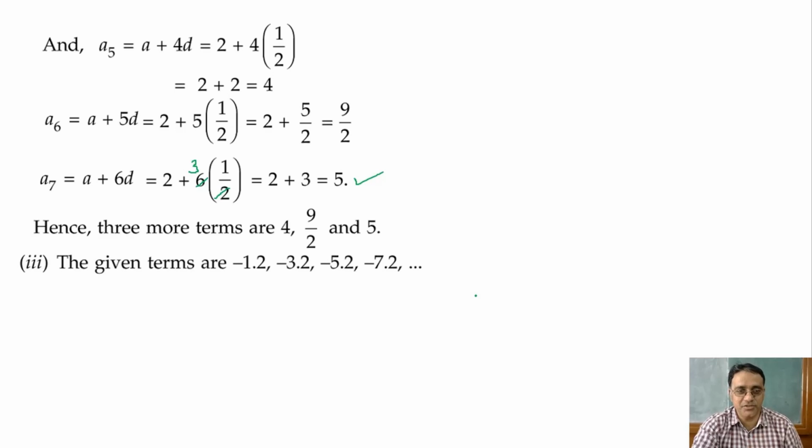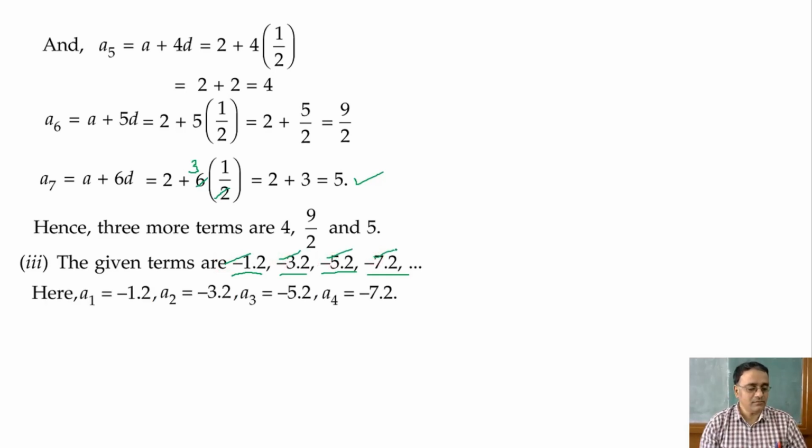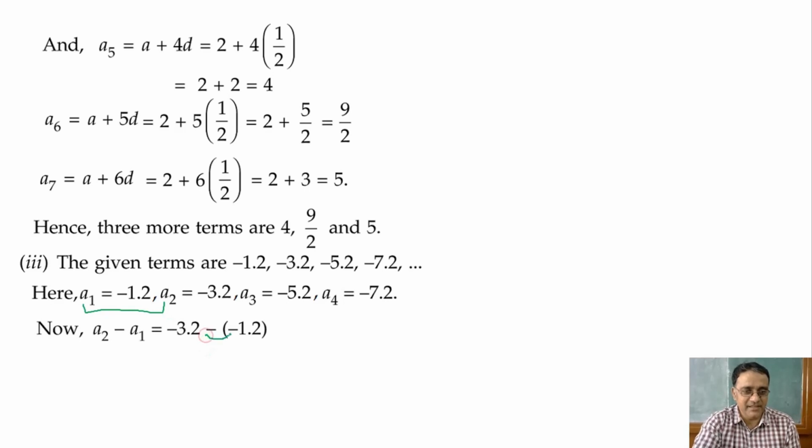Now the next question is, the given terms are minus 1.2, minus 3.2, minus 5.2 and minus 7.2. So A1, A2, A3, A4. Now we have to check the difference between each consecutive term. So first difference, these two. See, minus minus plus हो जाएगा. So what are we getting?